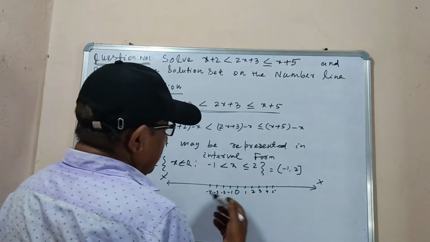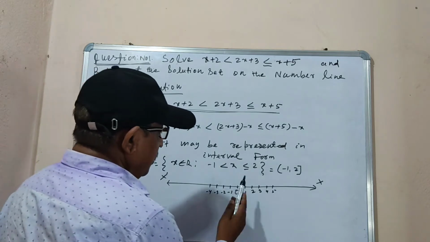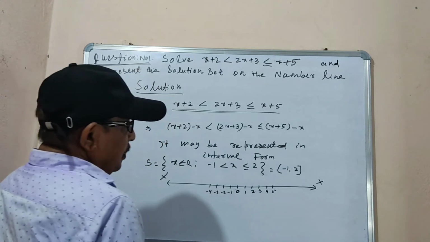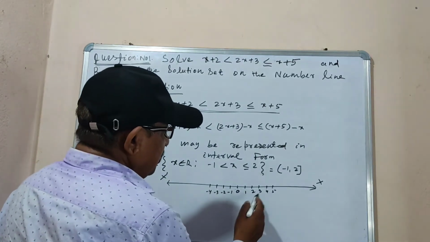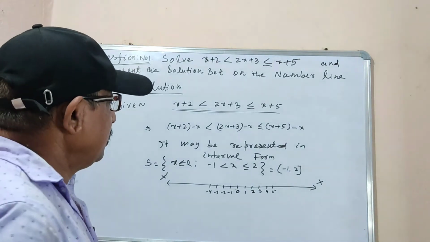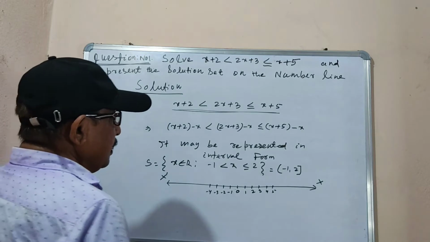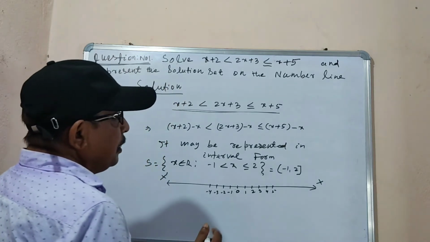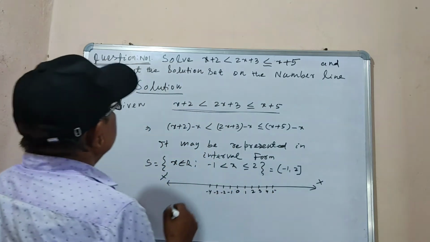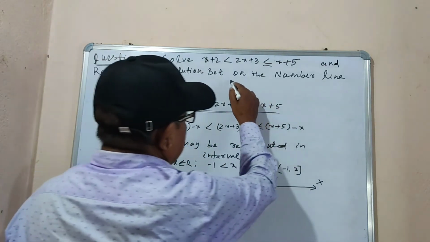In between, in the case of real numbers, in between 0, 1, or 1, 2, or 2, 3, there are infinitely many real numbers. In between any two unequal real numbers. Now, we represent this interval form on the real line, the number line.